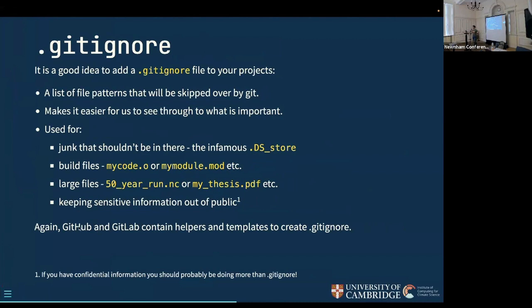Anything that's junk that shouldn't be in there, like .DS_Store files. It's also good to add things like your build files, so .o files from compiling. And large .cdf files. Or, before I knew better, when I was writing my thesis, I used to commit the PDF render of my thesis, which meant that when I tried to git clone it, it would sit there for hours and hours as it tried to clone every version of that many-page PDF.